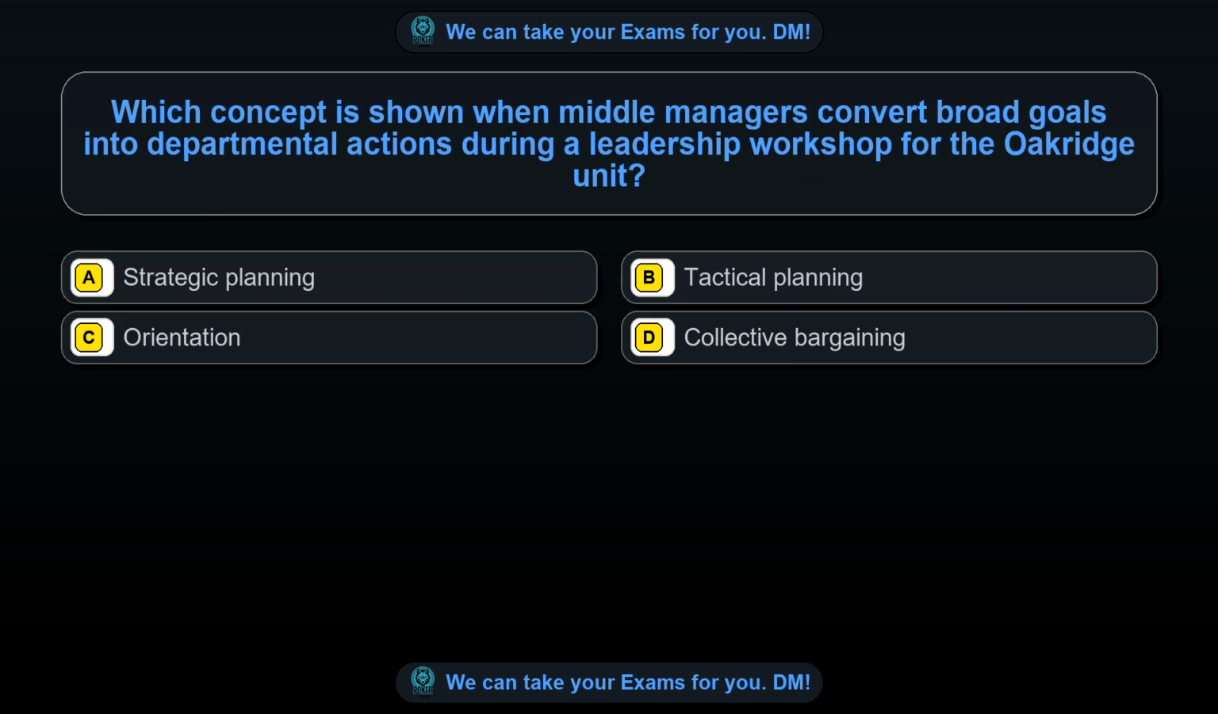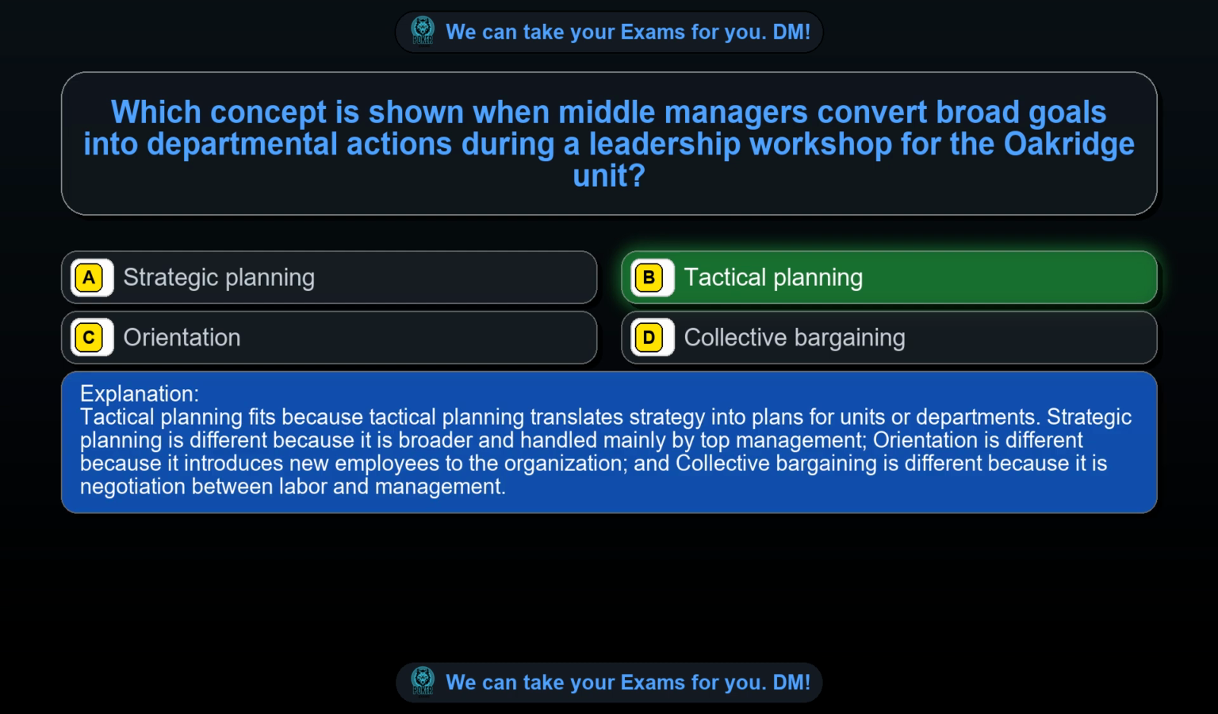Question 64. Which concept is shown when middle managers convert broad goals into departmental actions during a leadership workshop for the Oak Ridge unit? Option A, strategic planning. Option B, tactical planning. Option C, orientation. Option D, collective bargaining. The correct answer is option B, tactical planning.